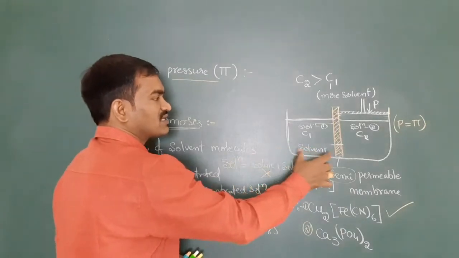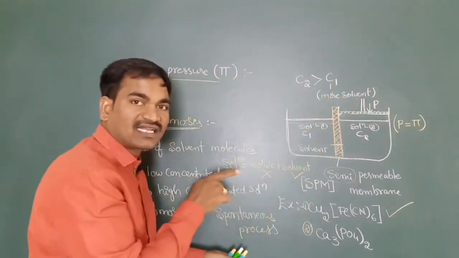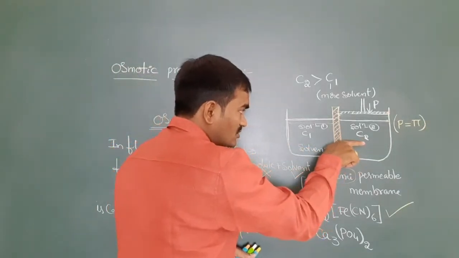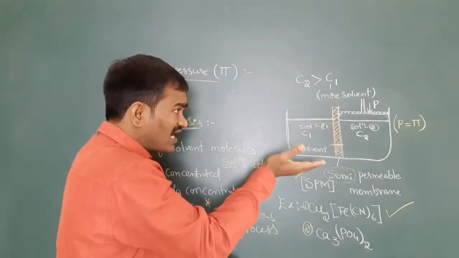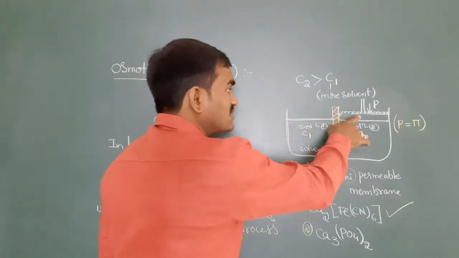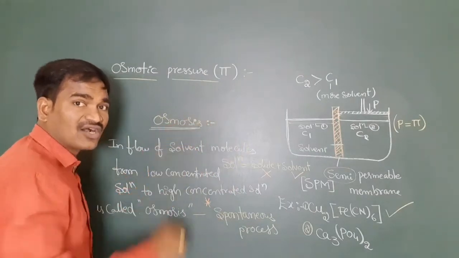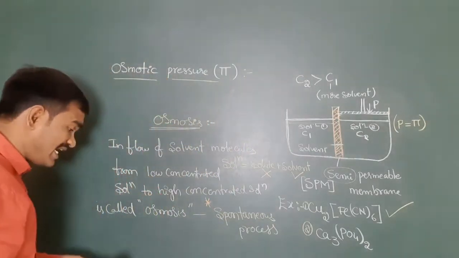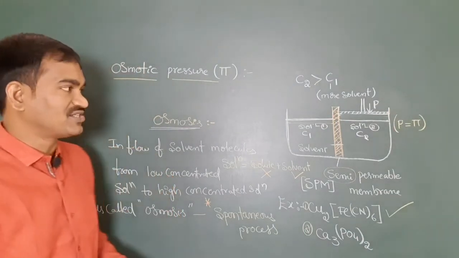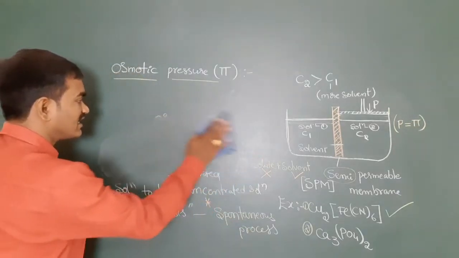Due to osmosis, the concentrated solution level increases, because all solvent particles are moving towards the highly concentrated solution side. That level increased. So to control that inflow, we are applying some pressure on the highly concentrated solution side. The pressure which we apply on the highly concentrated solution side to stop the osmosis, that pressure we call osmotic pressure. So here you see, is it clear? Any doubt in this? Okay, so now you can see the next one.